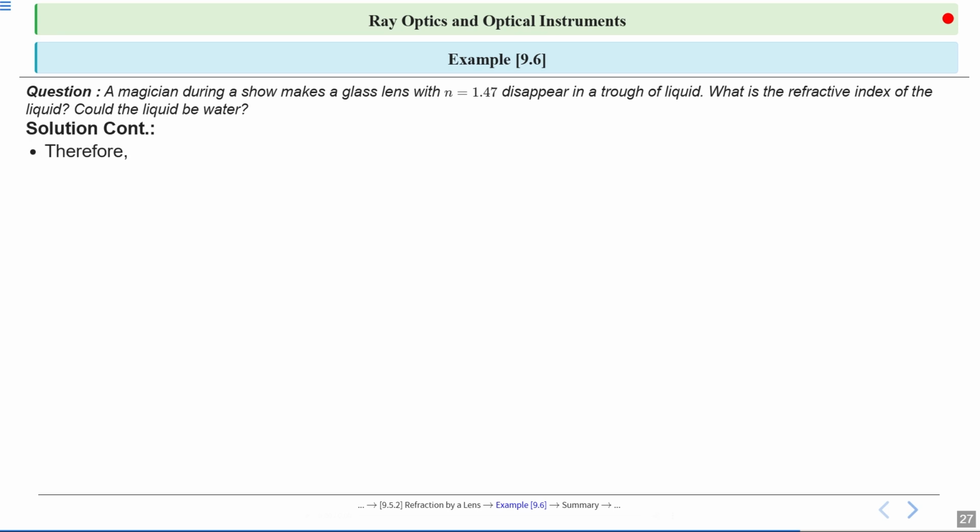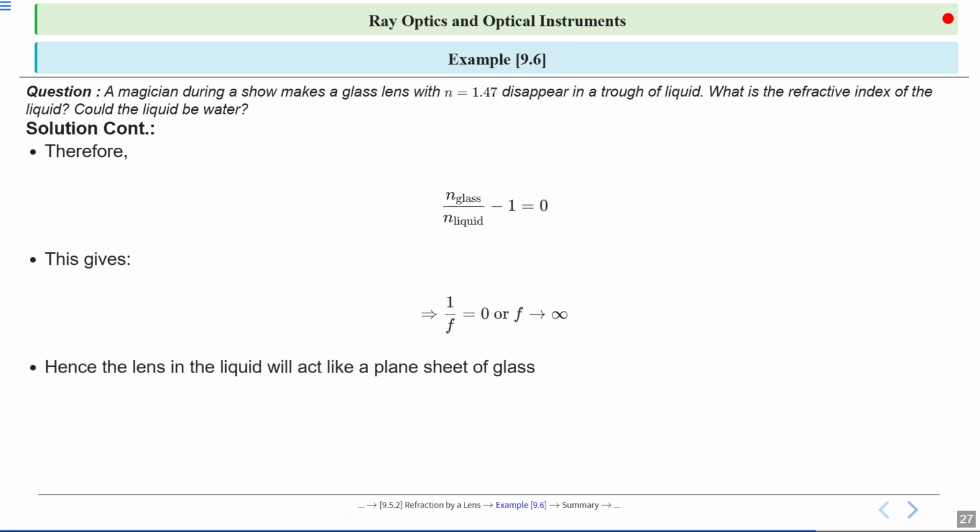Therefore, n glass upon n liquid minus 1 equals 0, so the right side of the expression becomes 0. So 1 by f becomes equal to 0. That means f will approach infinity. Hence the lens in the liquid will act as a plain sheet of glass. Light will not bend if the refractive indices of both media are the same, so the lens will act as a sheet or slab of glass.